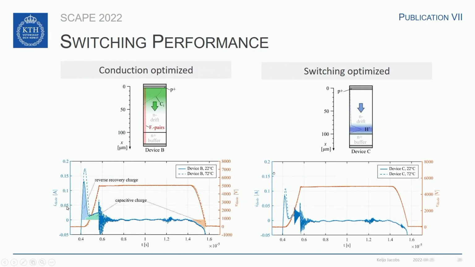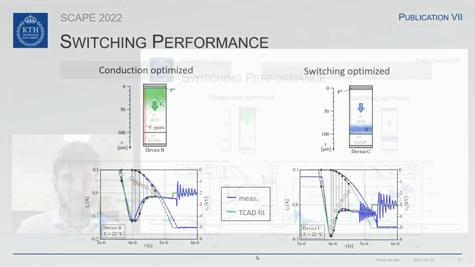As you can see for the conduction optimized device, we have a very high reverse recovery peak, and then we have a tail. You can also see the capacitive charge, which I marked here in green and in orange. We measured for room temperature and for the temperature at the operation point, which was 72 degrees Celsius. For the switching optimized device, you can see a much lower reverse recovery peak and a shorter tail. And therefore, we can expect a better switching performance and lower switching losses for this device.